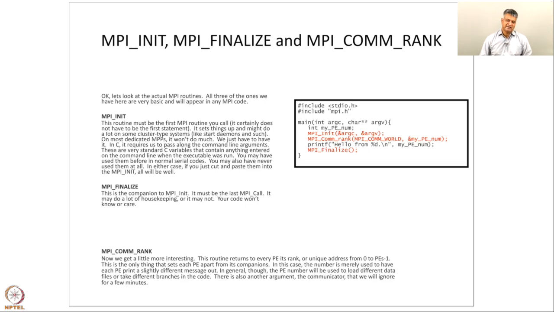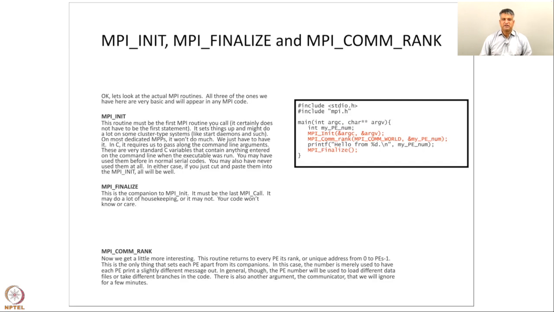The last function that is executed in an MPI code is always MPI finalize. This is sort of a companion to MPI init. If MPI init is the first bit of MPI code that will be executed, MPI finalize will always be the last bit of code which is executed. And it must always be the last MPI call. What it does is cleanly shut down all the programs which are being executed. It releases all the resources that are being consumed.